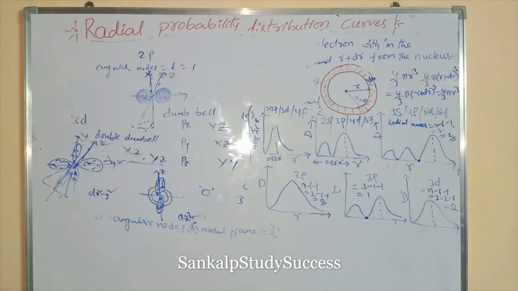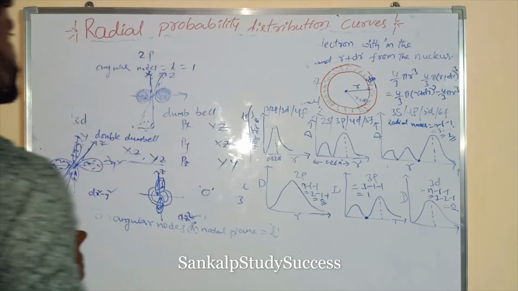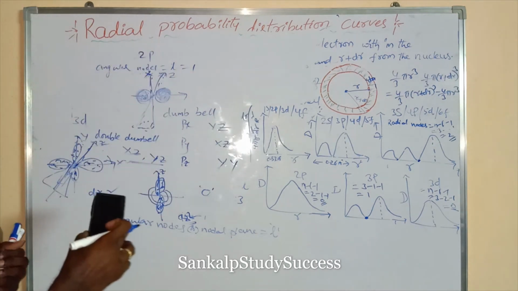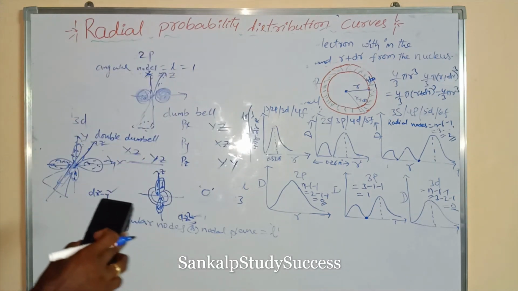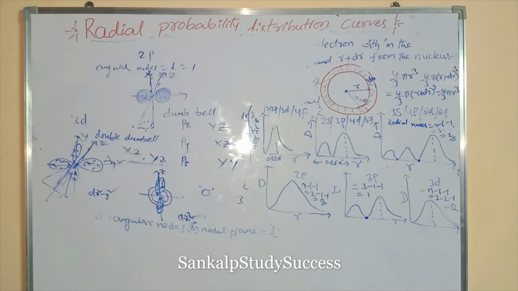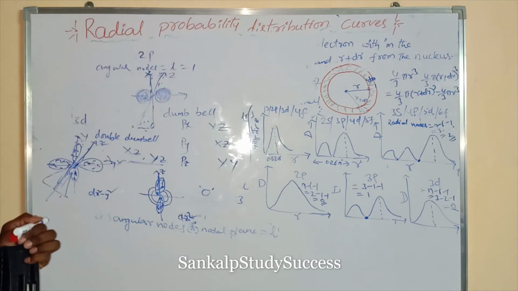Now this is the radial probability distribution curves. Next we go to some problems on these radial probability distribution curves.